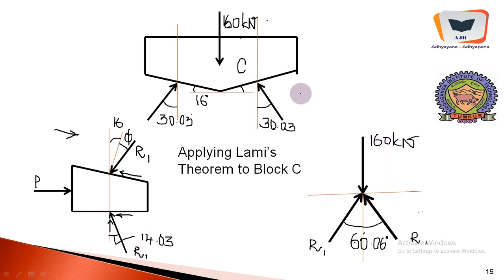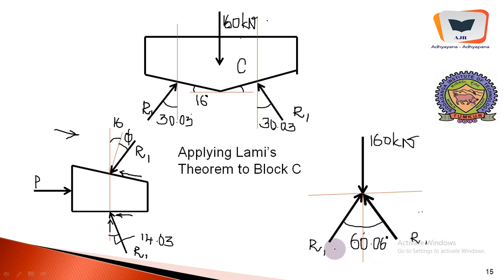We write the free body diagram of this. This is the resultant reaction which will be carried forward. This resultant reaction and this resultant reaction are collinear. In the same manner there will be R1 coming from the other wedge, because the system is symmetrical. This is also R1. We translate this particular system, block C, into a 3-force system. The angle is 30.03 with respect to the vertical on each side, so that becomes 60.06.